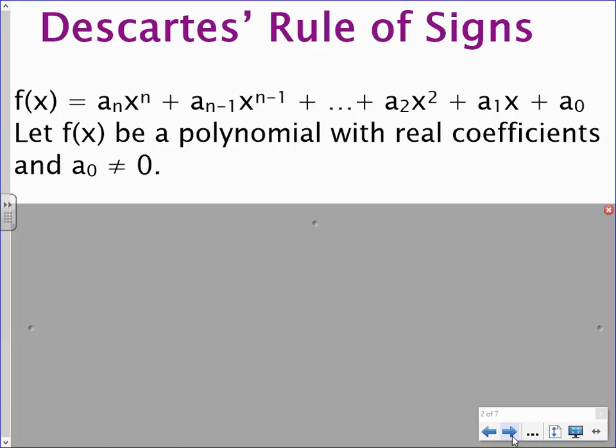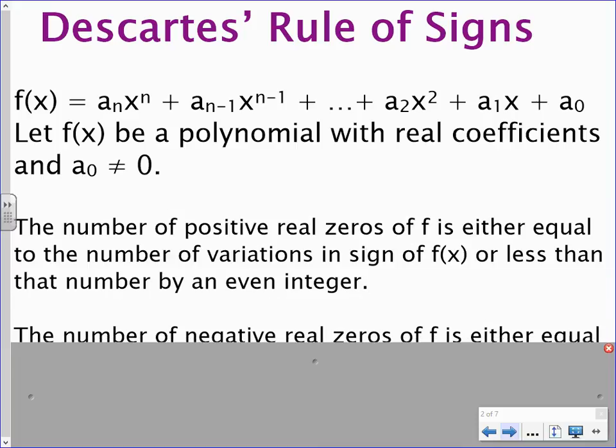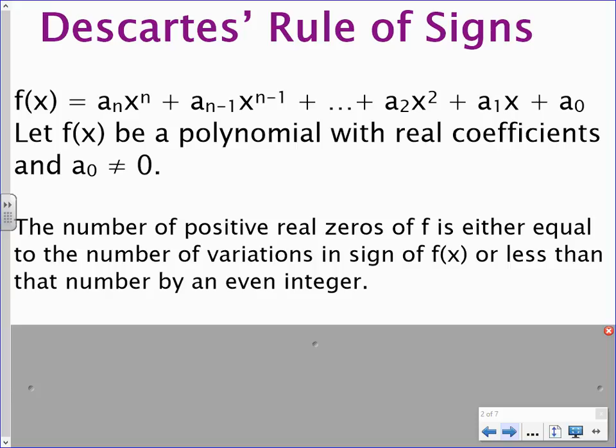This is just what a polynomial looks like. Okay? So if we have a polynomial with real coefficients and a constant term at the end, then this is Descartes' rule of signs. First of all, the number of positive real zeros of f is either equal to the number of variations in sign of f of x or less than that by an even integer. Just write it down or paraphrase, shorthand notation, whatever you want, and then I'm going to talk about it.